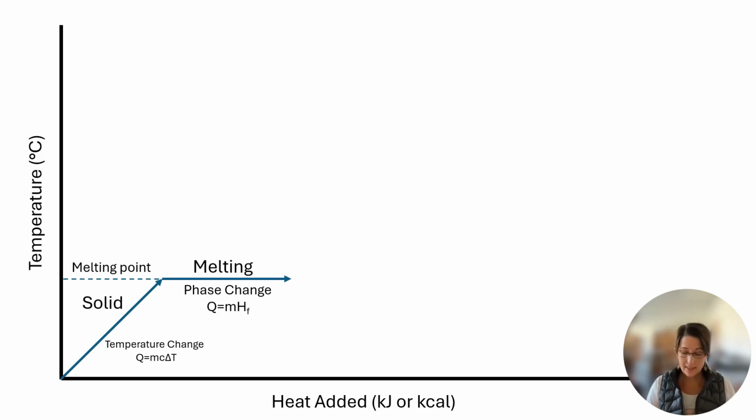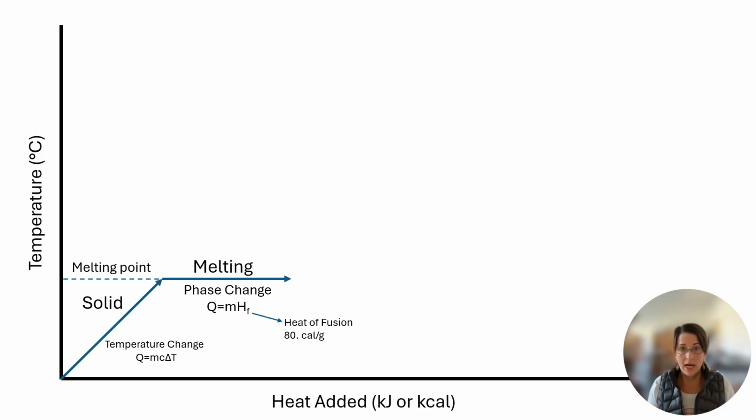Q is still the heat in calories or joules. m is the same mass that we were working with. Hf is our new variable here, and Hf is called the heat of fusion. This value is specific to water. This is a measurement of the amount of energy needed to disrupt the intermolecular forces to allow the water molecules to start to slide past each other, which is how liquids work. This is a measured value at 80 calories per gram.